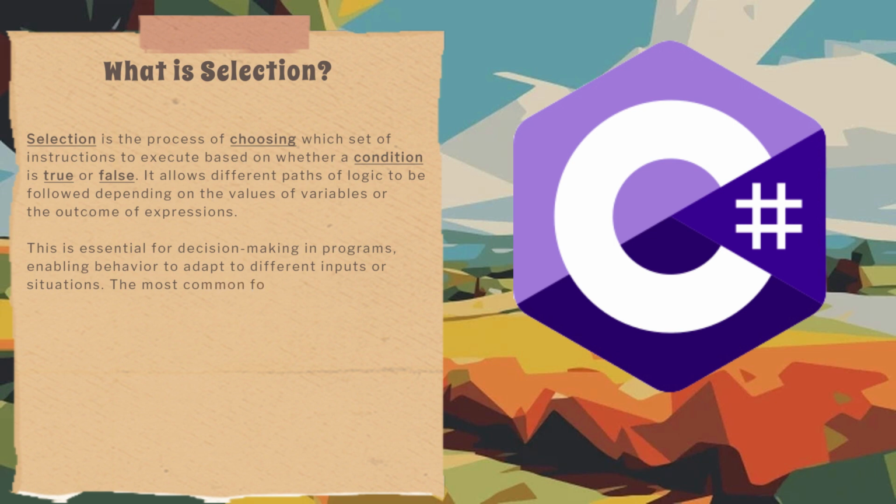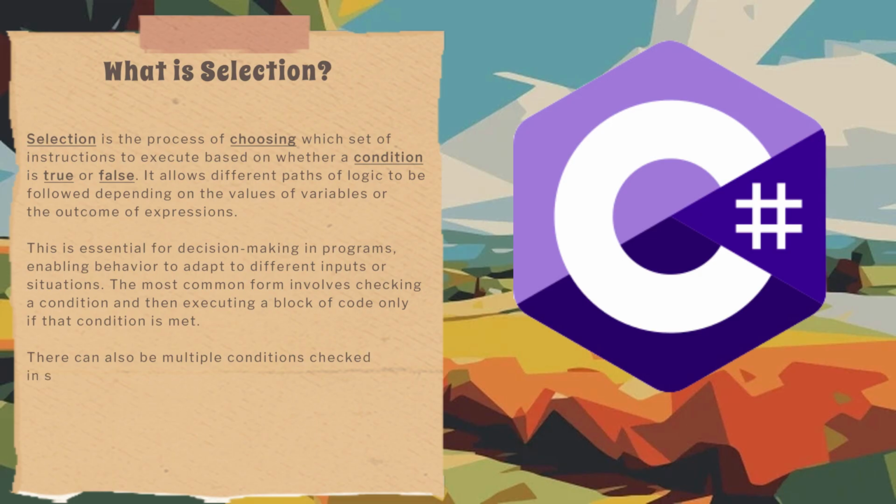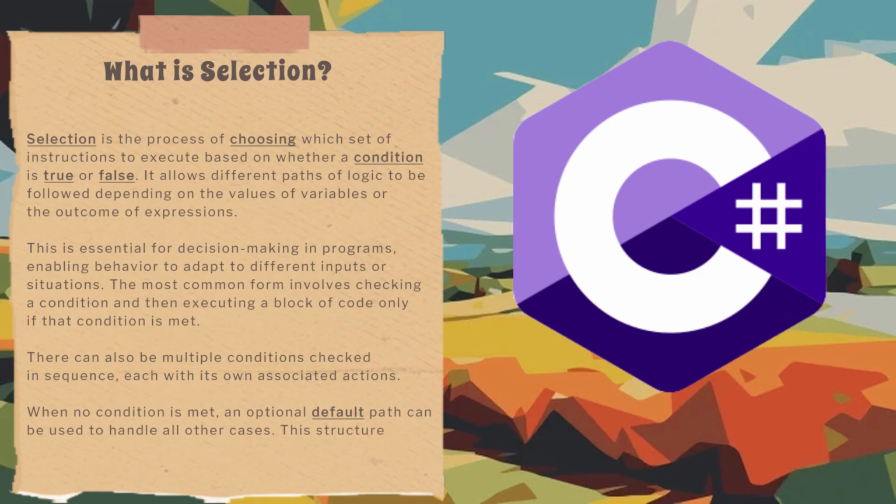The most common form involves checking a condition and then executing a block of code only if that condition is met. There can also be multiple conditions checked in sequence, each with its own associated actions. When no condition is met, an optional default path can be used to handle all other cases. This structure makes it possible to build flexible and responsive logic that reacts appropriately to different scenarios.